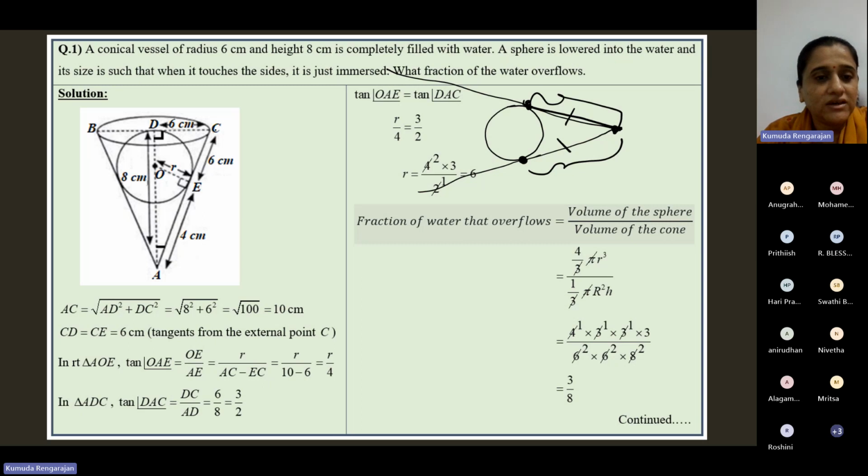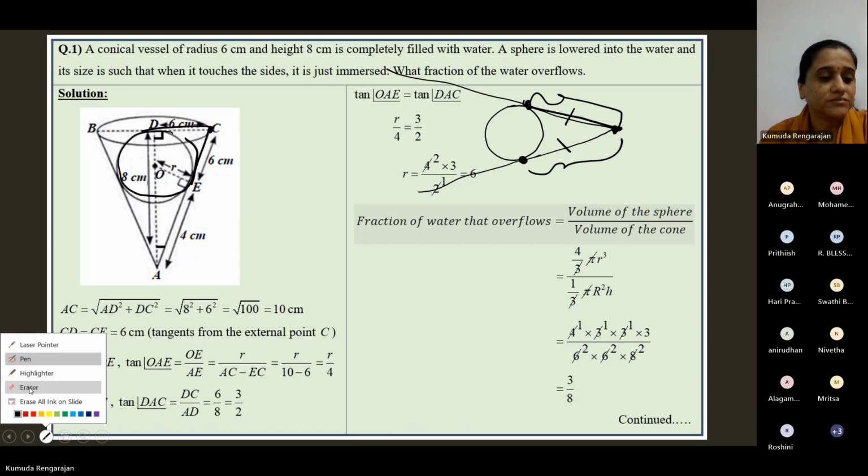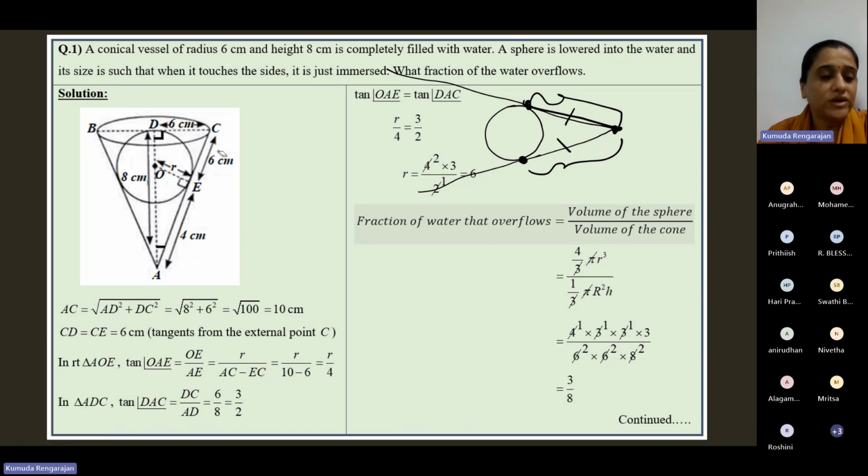So now can you see this point C as an external point to the circle? So CD is equal to CE. Look at C as the external point. If you look at C as the external point, CB is a tangent with D as the point of contact.